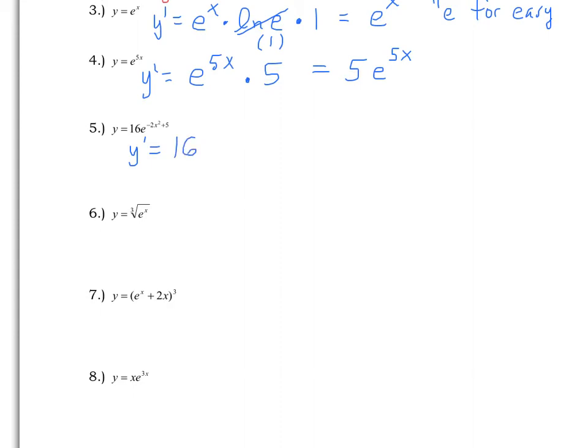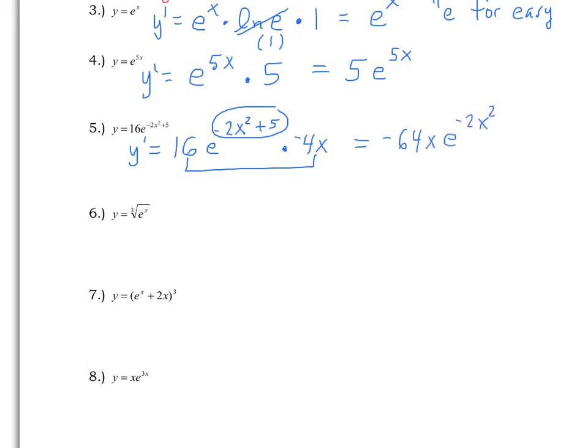That 16 just comes along for the ride. And you have e raised to the minus 2x squared plus 5. We have to chain along the derivative of our power, which is going to give us a negative 4x. So if you want, you could multiply these two together, the 16 and the negative 4, to get negative 64x e to the negative 2x squared plus 5. If it's multiple choice, that's what you're likely to see for the answer.